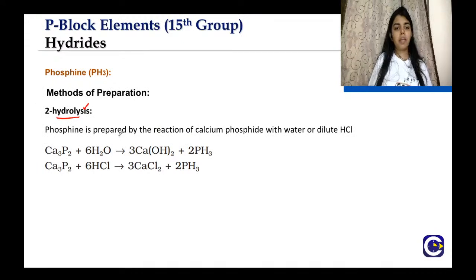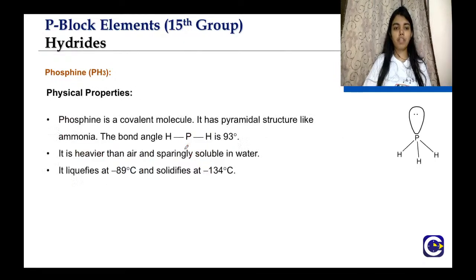What is the basic phenomenon of hydrolysis? Hydrolysis means the addition of water, right? So phosphine is prepared by the reaction of calcium phosphide with water. That means when you hydrolyze calcium phosphide with water or an acid such as HCl, it gets hydrolyzed and leads to the formation of phosphine. So this is another method of preparation of phosphine.